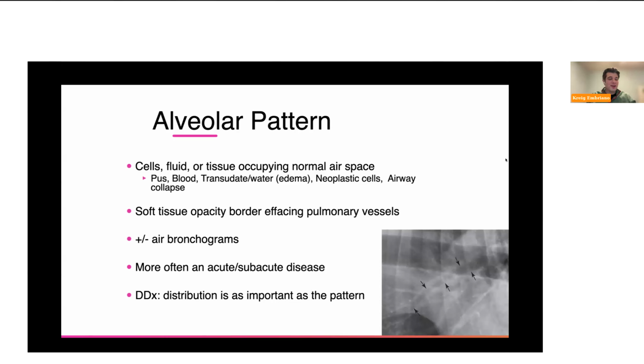And it's important to remember when you're looking at any alveolar pattern or any pulmonary pattern, you want to look at the distribution. The distribution is going to help decide on your differential set. It's as important as the pattern itself. It's not just about the pattern, it's about where the pattern is. And again, knowing where your lung lobes are, knowing your anatomy will help you with that.